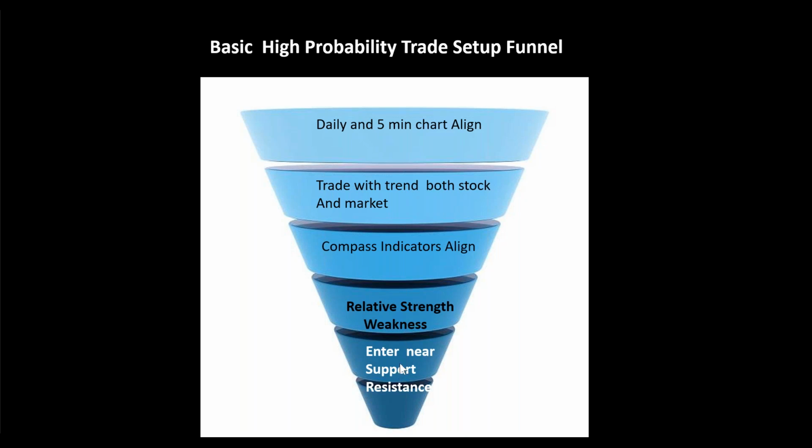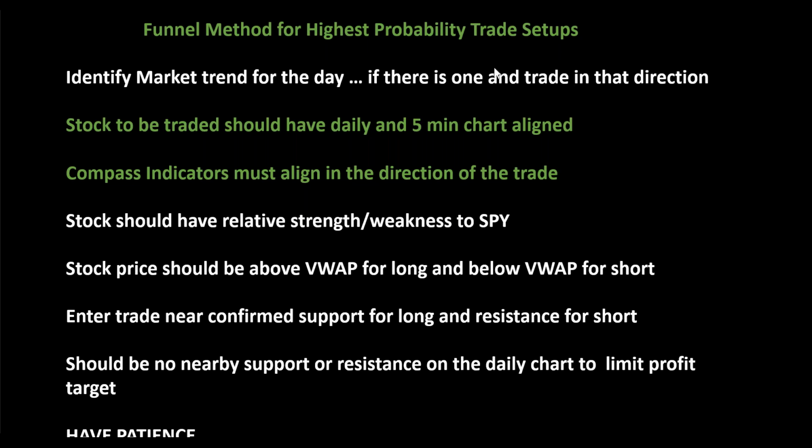And you want to go long near support and go short near resistance. So you're close to a nice, close-by support or resistance level, so you can reduce your losses on the trade if it turns against you. All right, so again, this is basically the funnel written out. The stock to be traded needs to have the 5-minute and the daily chart aligned, and the Compass indicators must align. I'll show you these as we go along, but these two things here are enough to give you a winning record right here.